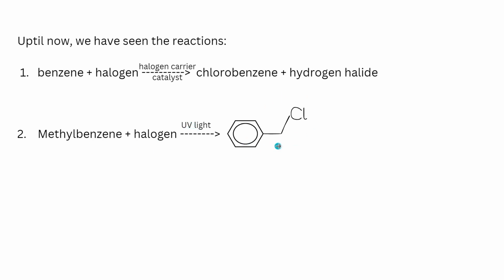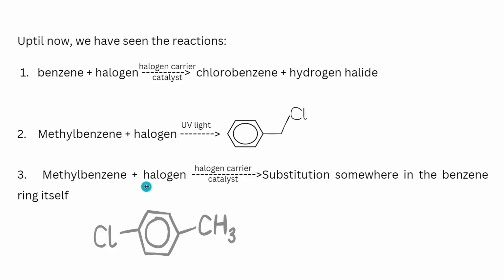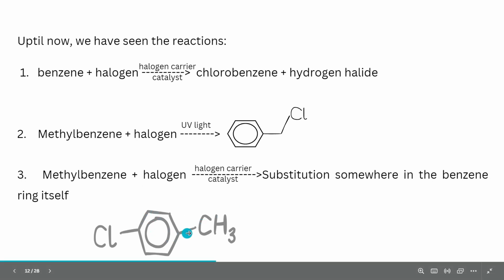Okay, now what if I react methyl benzene with halogen in the presence of halogen carrier catalyst? Well, now what will happen is that the halogen will substitute a hydrogen atom somewhere else in the benzene ring. Not this CH3, it does not substitute this whole methyl group. Okay. And it can attach here or here or here.